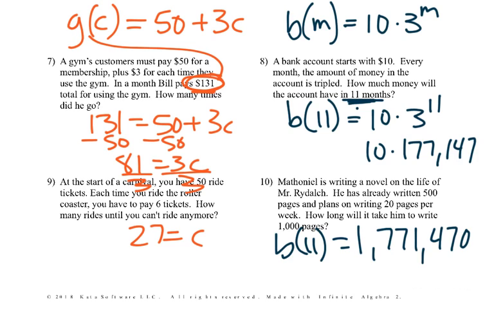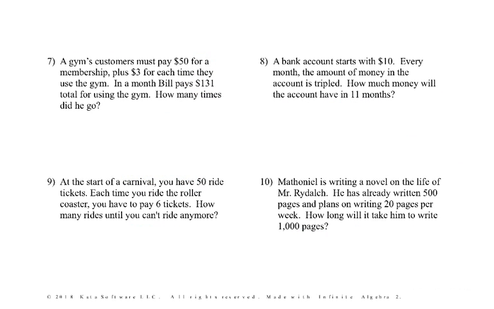All right, the last two. At the start of a carnival, you have 50 ride tickets. Each time you ride the roller coaster, you have to pay 6 tickets. How many rides until you can't ride anymore? So, we've got a carnival and tickets, C of T. So we have 50. We're subtracting 6 each time we ride. Okay, so how many rides until you can't ride anymore?